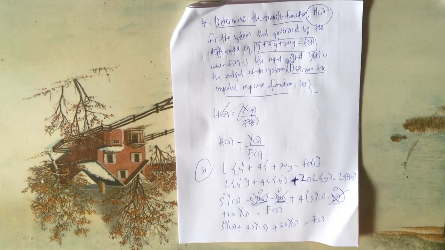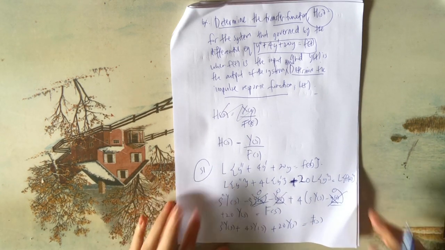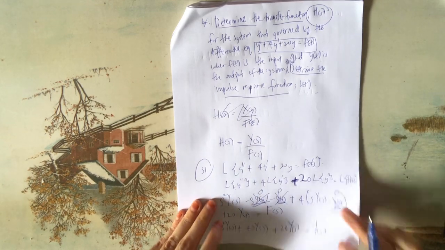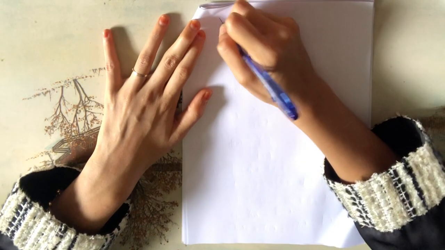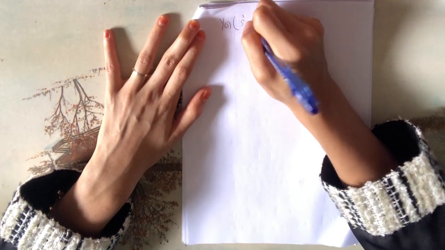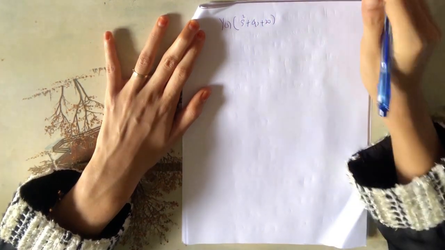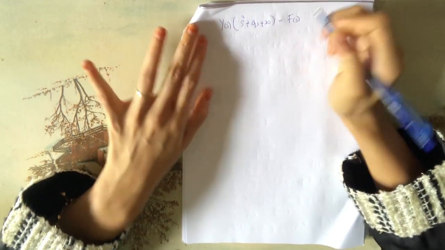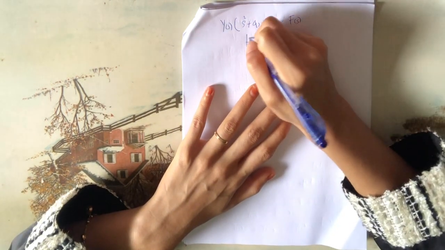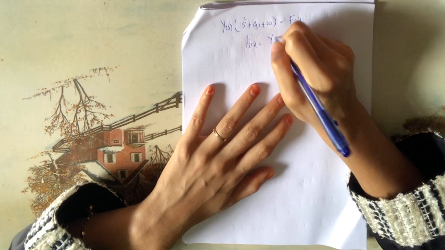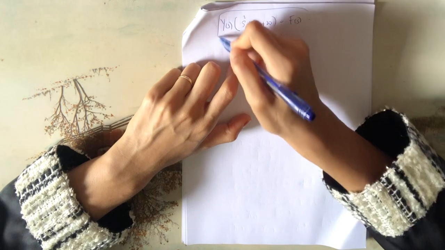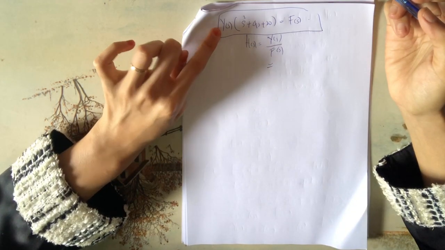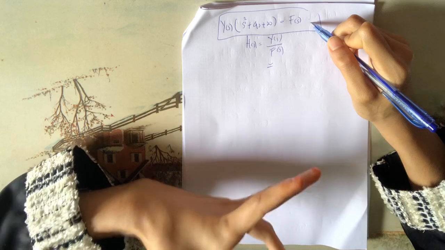Similarly, what we do next is you need to factorize and make your Ys the subject. So we will get this equation: Ys, in the bracket we have s squared plus 4s plus 20, and it's equal to Fs. And just now I said that Hs is equal to Ys over Fs. So how to get your Hs from this? You already have your Ys, you already have your Fs. So how to get your Hs?